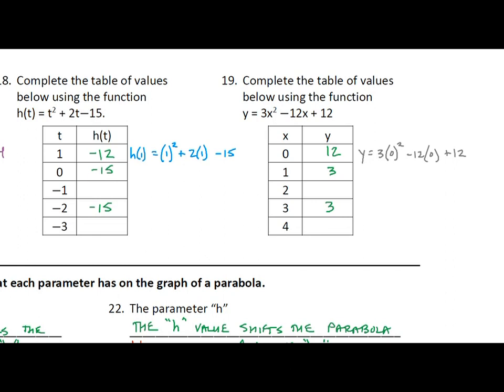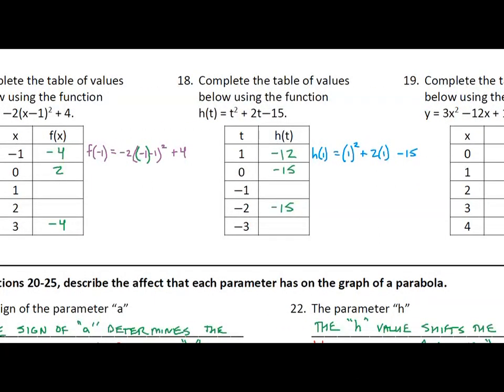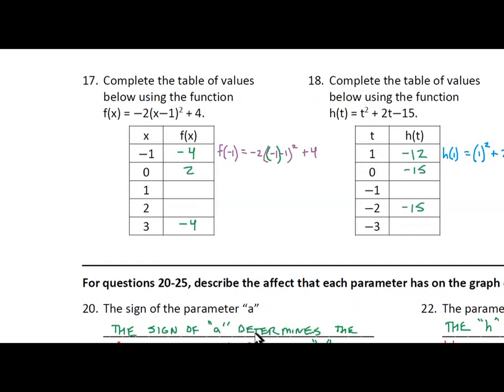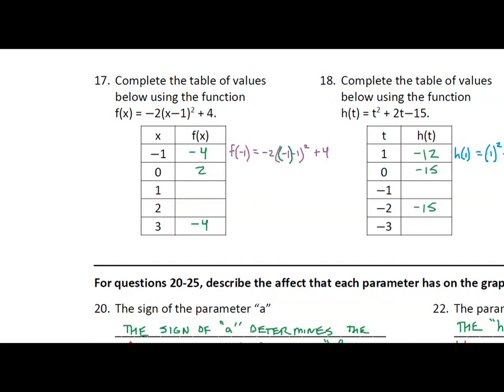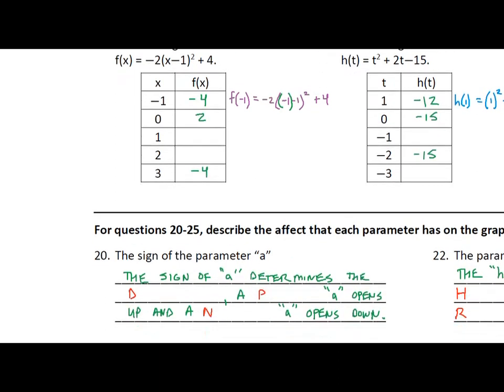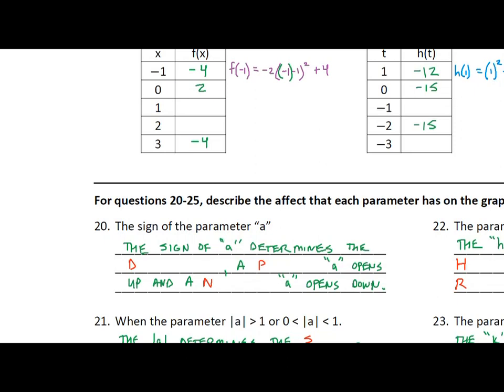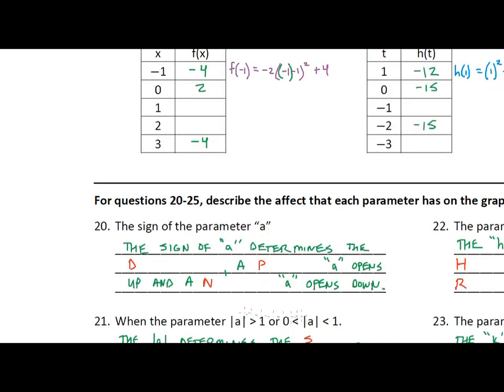All right, now the next section, questions 20 through 25. A lot of writing involved here. I'm going to give you part of the answers. You should already attempt these before you watch the video. Let me see if I can zoom in on this and take up a little less space. Let's see. Now that gets way too big. All right, question number 20, which says, describe the effect that each parameter has on the graph of a parabola. So what does the sign of a do?